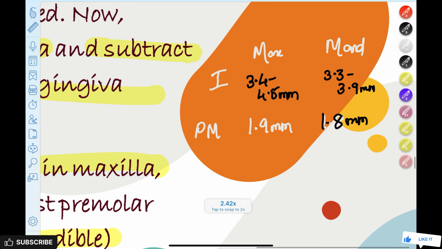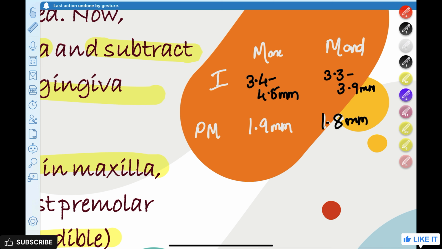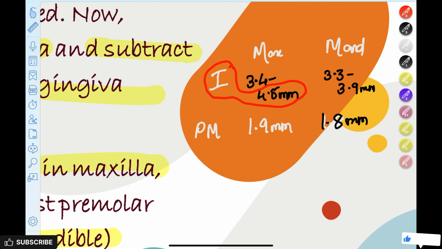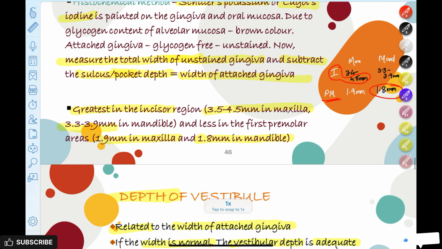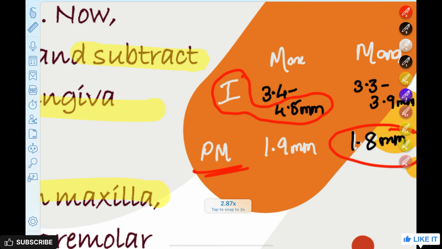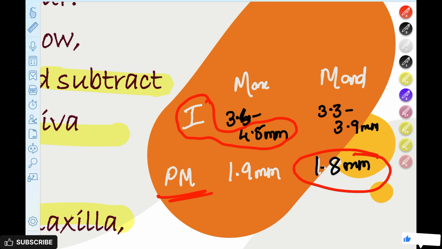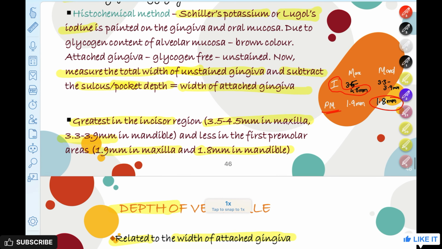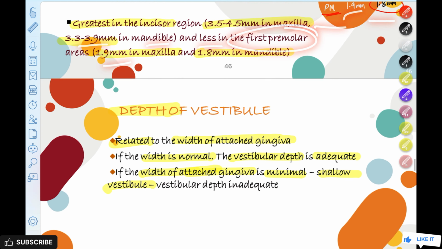So the maximum can be seen in the incisor region of maxilla, and the minimum can be seen in the premolar region of mandible. So it is an MCQ question. The greatest is in the incisor region, that is 3.5 to 4.5 mm in maxilla and 3.3 to 3.9 mm in mandible, and less in the first premolar region, that is 1.9 mm in maxilla and 1.8 mm in mandible.